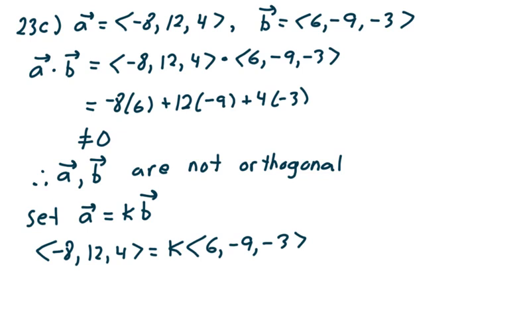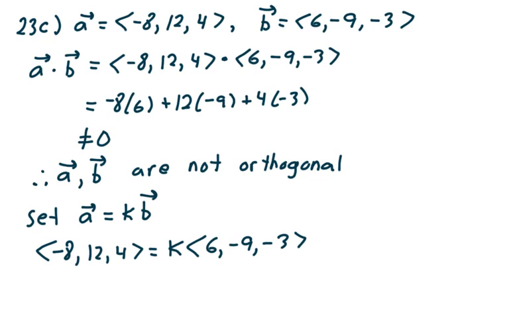23c. Suppose a is the vector negative 8, 12, 4, and b is the vector 6, negative 9, negative 3. Are a and b orthogonal? Well, let's take the dot product of a and b. And so that's the vector negative 8, 12, 4 dotted with the vector 6, negative 9, negative 3. And so that's negative 8 times 6 plus 12 times negative 9 plus 4 times negative 3. And that's not equal to 0, and so a and b are not orthogonal.